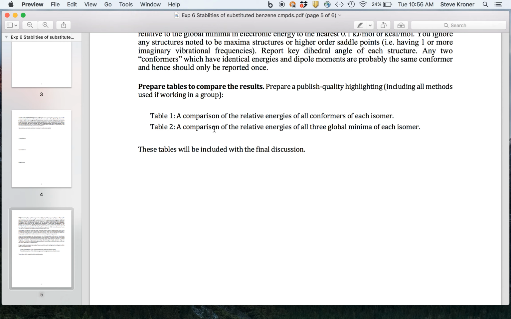And then table 2 will help you examine, of those global minima of each isomer, which of those is the most stable. So is the 1,2, the 1,3, or the 1,4 global minimum more stable? So you can see here the local minimum problem is really important. You can't just look at one minimum of each of the isomers. You have to really evaluate all possible minima so you can know which one's the most stable. So then you can compare amongst all 3 isomers of the DHBs so you can figure out which one's more stable.